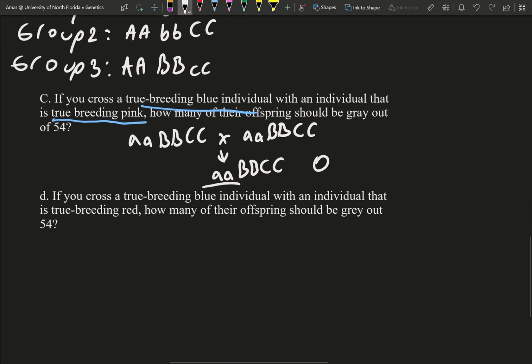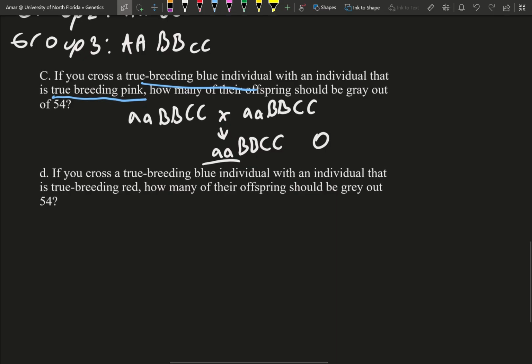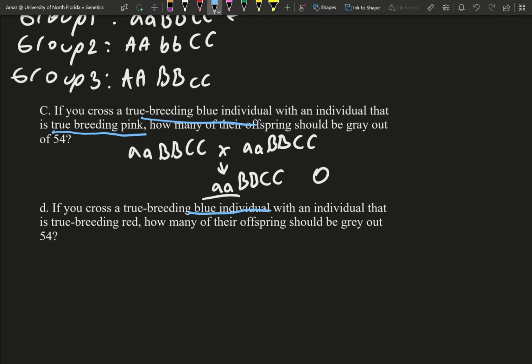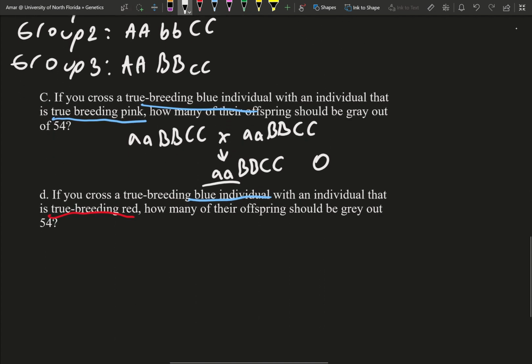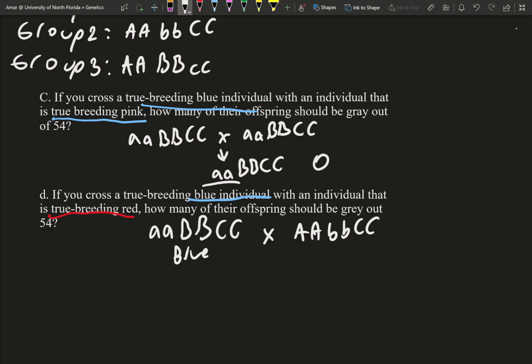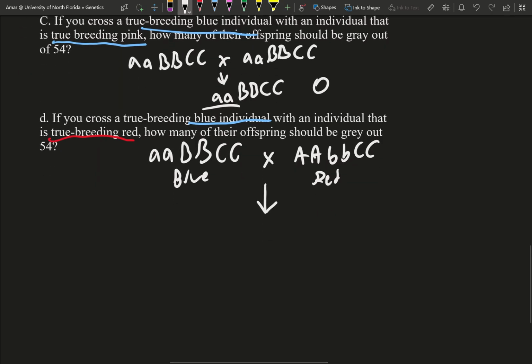Okay? So same thing over here. For this problem, you have a true breeding blue individual, and you're crossing it with a true breeding red individual. So how many offspring should be gray? So what we have here, blue and red are in a different group. So blue is what we wrote down as little a, big B, big C, crossed with a big A, little b, big C red individual. So this is blue, this is red. If you cross these together, the offspring will be big A, big B, big C. Because we have a dominant allele at every single locus, we would have a dominant or wild type phenotype. So 54 individuals will be gray.